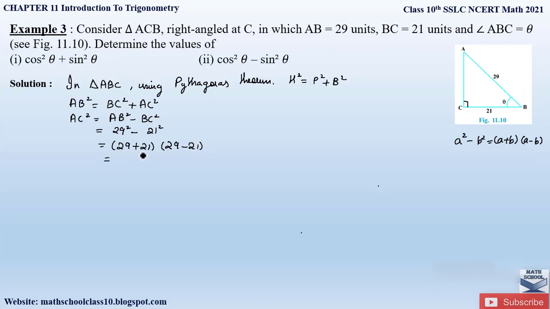So what is 29 plus 21? 9 plus 1 is 10, carry 1, 2 plus 2 is 4, 5. So 50 into 29 minus 21 will be 8. So since we have to find out the value of AC square, we can take AC as equal to square root of 50 into 8.